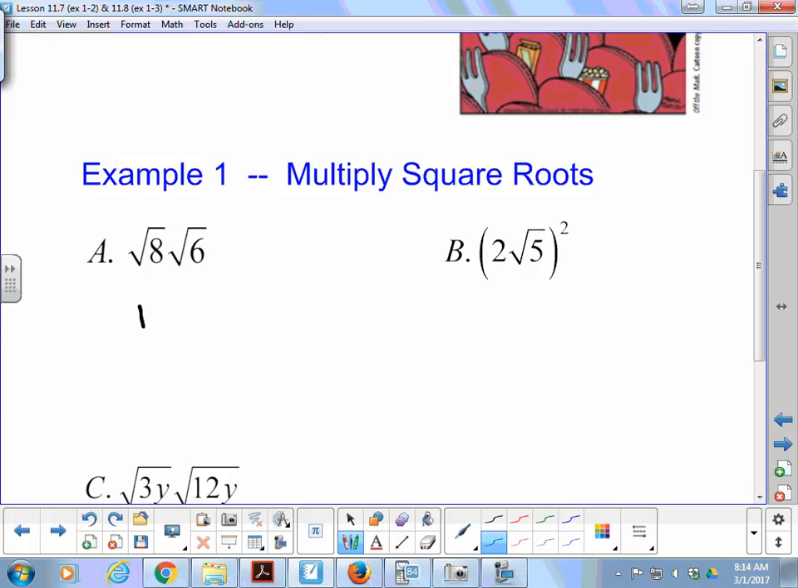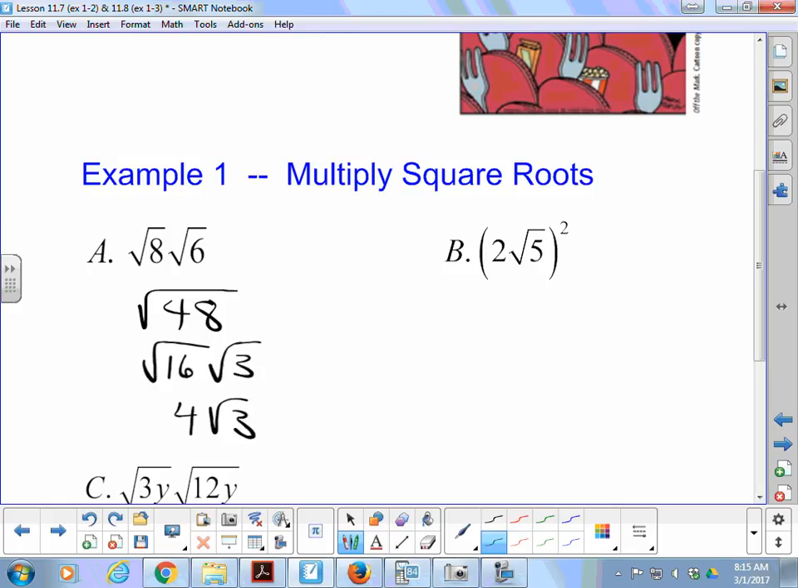So this just becomes the square root of 48. And then if you can simplify the square root of 48, then we need to simplify it. So this is square root of 16, square root of 3, so 4 square root of 3. So when we're multiplying radicals, any number that's under the radical sign, we are going to multiply together.